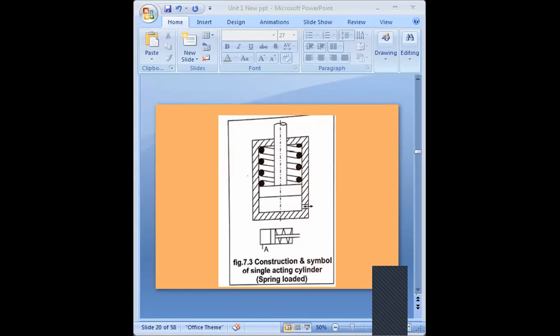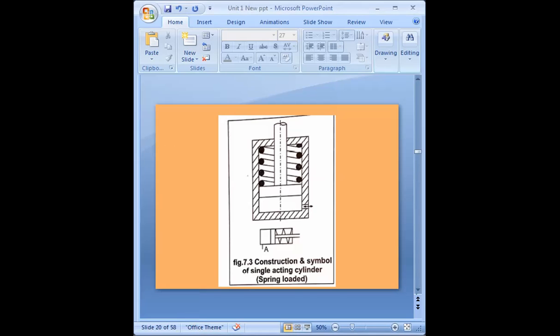Okay, I think you got the idea about this single acting cylinder. So now all of you please draw this diagram. Be fast, please draw this diagram. This is a single acting hydraulic cylinder with single piston rod and it is spring loaded. And please see that it's a symbol also. I will show another video also, but before that, please draw this diagram.